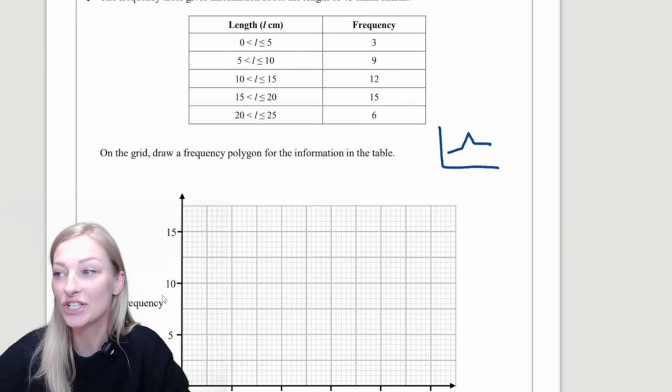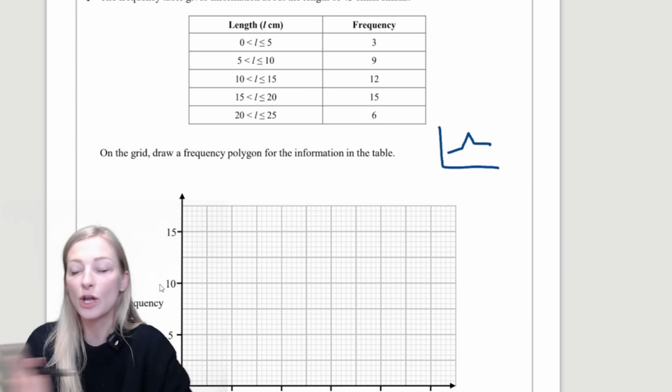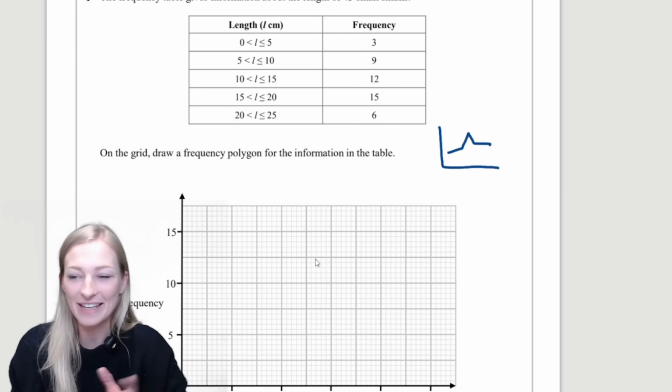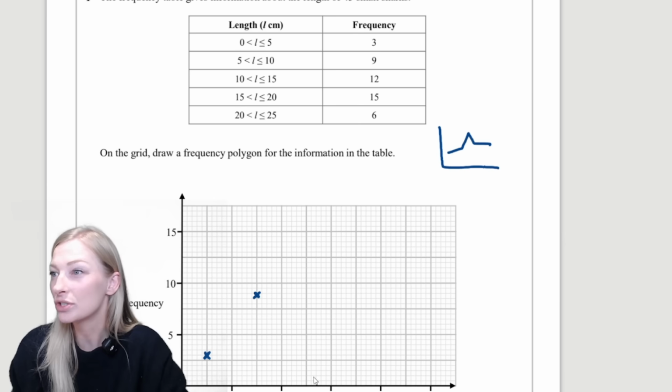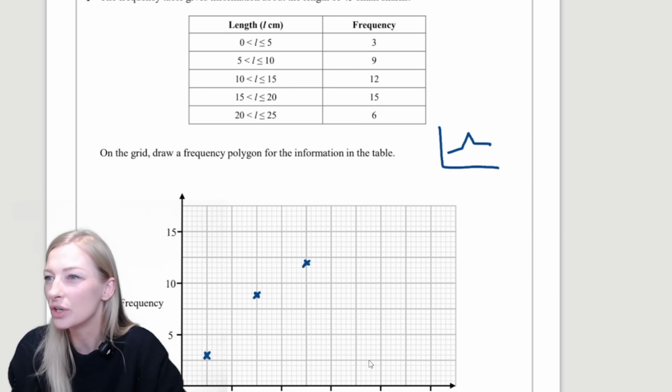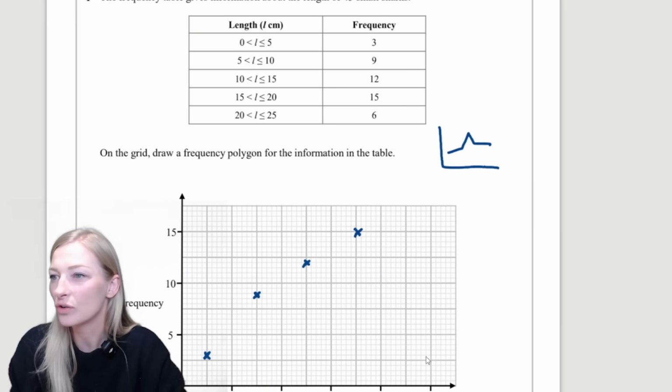Now, Polly the shark, she lives in the middle of the ocean. So we're going to go between 0 and 5, the middle of the category, and go up to a frequency of 3. Be really careful with the y-axis here. I'm going up in 2s for every one. So 1, 2, 3, there, across to 7.5 and up to 9, across to 12.5 and up to 12, across to 17.5 and up to 15, and then across to 22.5 and up to 6.